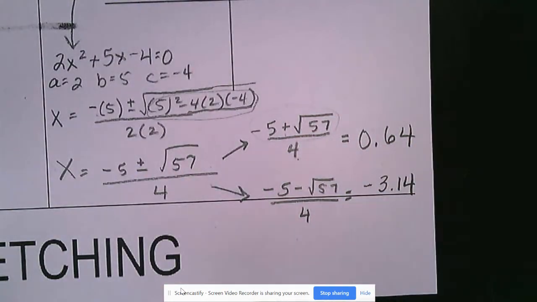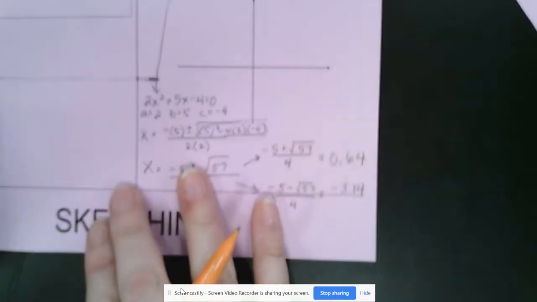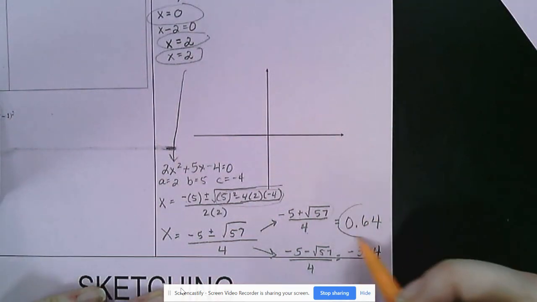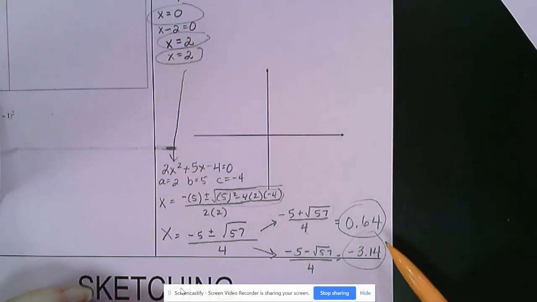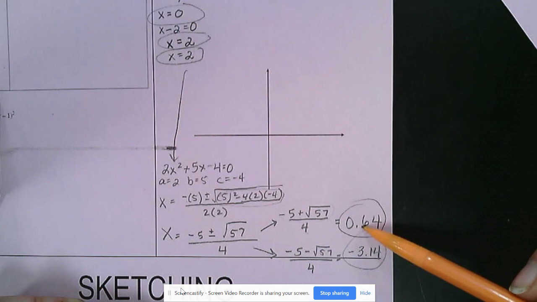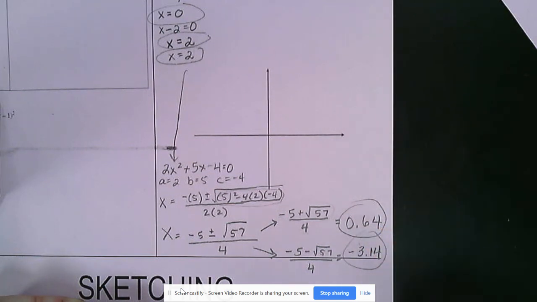All right. So really, we haven't done anything new, except we actually made it a little easier to get the quadratic formula answers, because now they're decimals. All right, so now we actually have all 5. We've got our 0, our 2 2's, and then we've got our 2 x-intercepts down here. So now we got to put it on the graph.